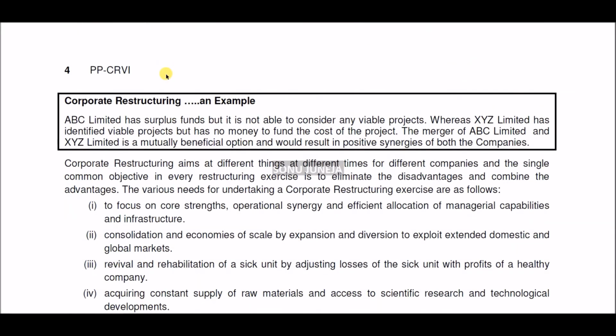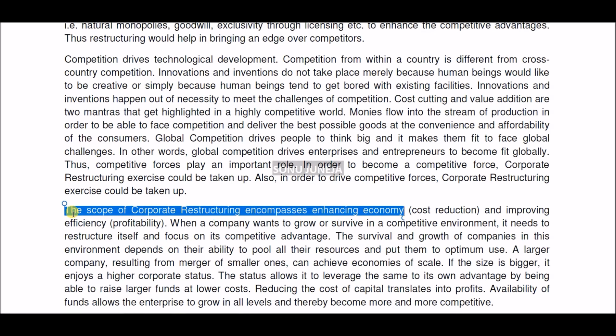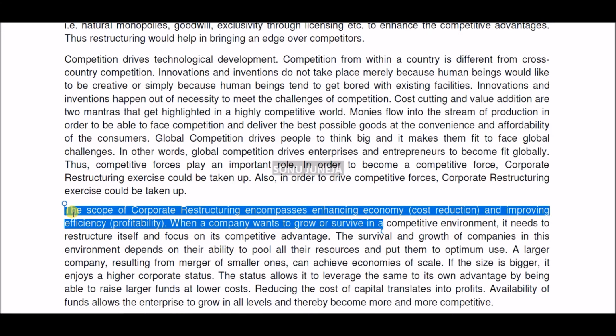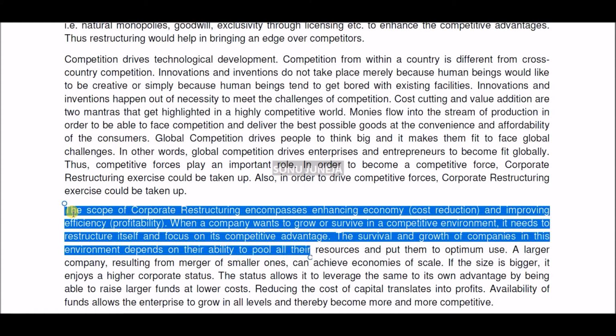So the scope of corporate restructuring encompasses enhancing economy, cost reduction, and improving efficiency and profitability. Enhancing economy is cost reduction and profitability. So, when a company wants to grow or survive in a competitive environment, it needs to restructure itself and focus on its competitive advantage. The survival and growth of companies in this environment depends on their ability to pool all their resources and put them to optimum use.